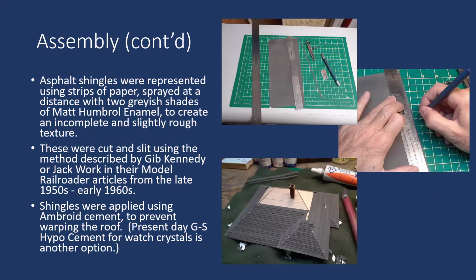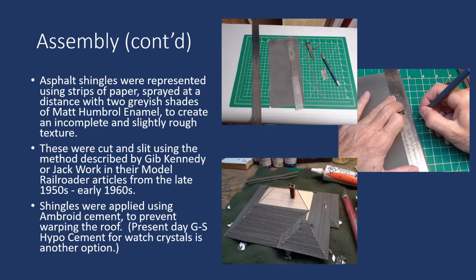Asphalt shingles were represented using strips of paper sprayed at a distance with two grayish shades of matte Humbrol enamel to create an incomplete and slightly rough texture. These were cut and slit using the method described by Gib Kennedy or Jack Work in their Model Railroader articles from the late 50s or early 60s.